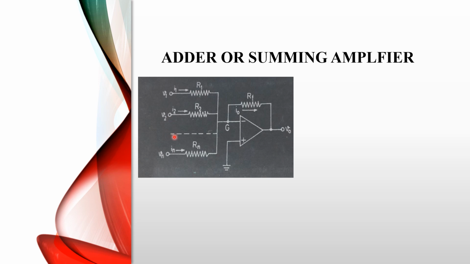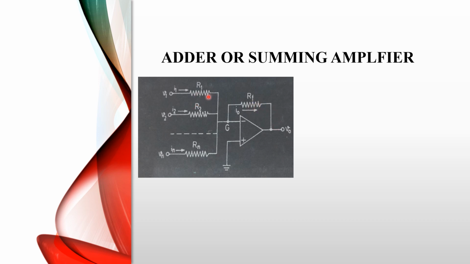Next, a series of voltage is applied here. The last voltage we consider here is Vn, and the last resistor considered here is Rn, which is connected in series with the input voltage, and the current is In. So a series of resistors and input voltages is connected into the inverting terminal. The non-inverting terminal is connected with the ground connection, and the inverting terminal and the output voltage are connected with a feedback resistor, that is RF.